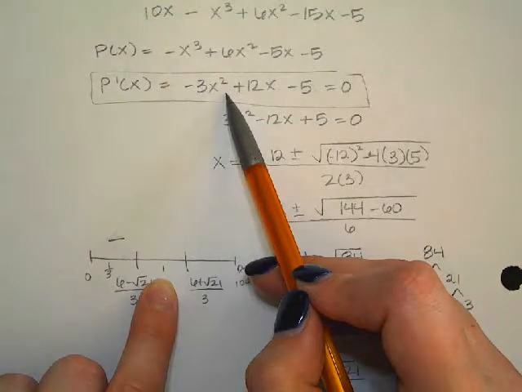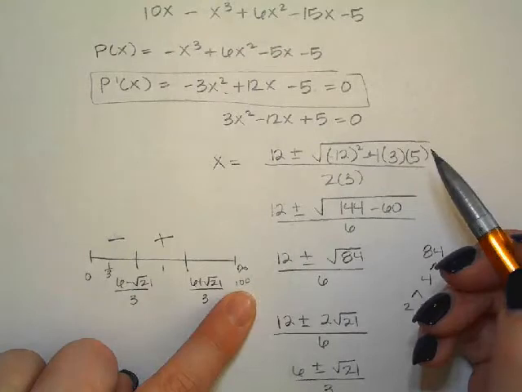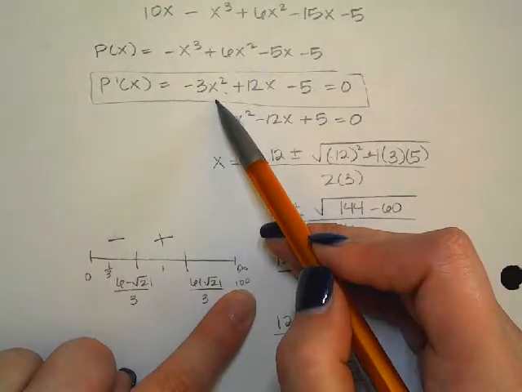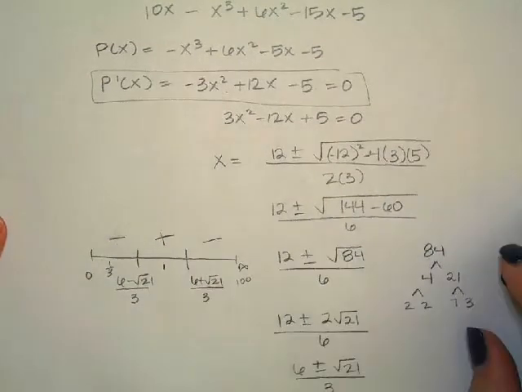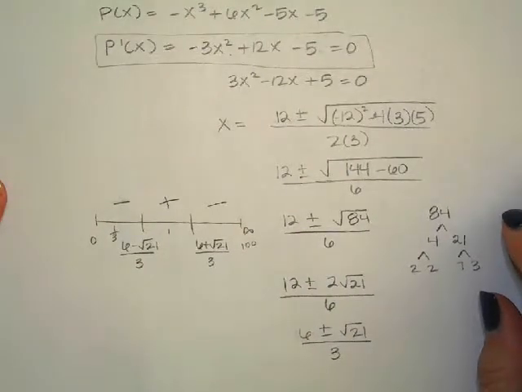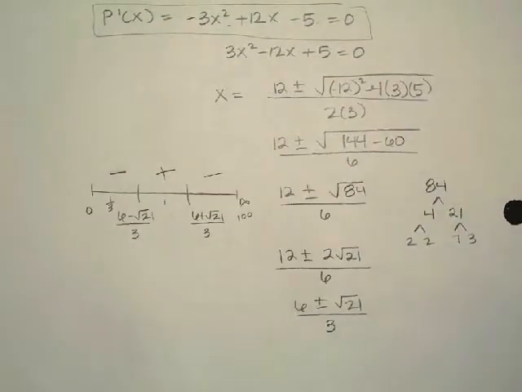So if we plug in a 1, it's positive. If we plug in a million, very negative. All right. So what production level maximizes profit? 6 plus root 21 over 3. That would be like the ultimate math nerd answer. How many of these products do you need per day? 6 plus root 21 over 3.